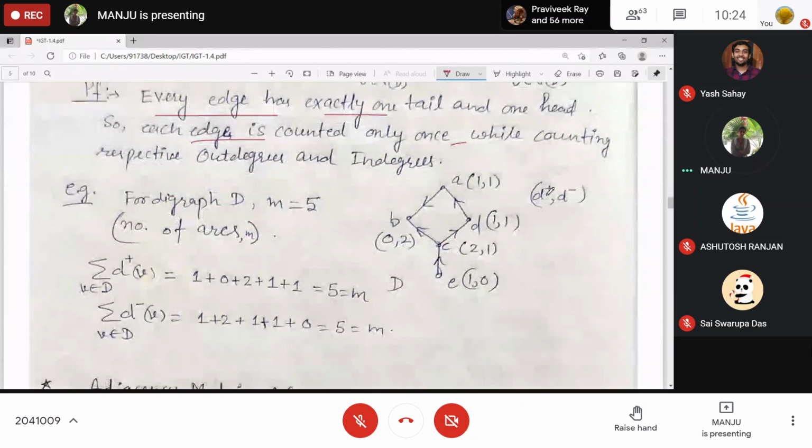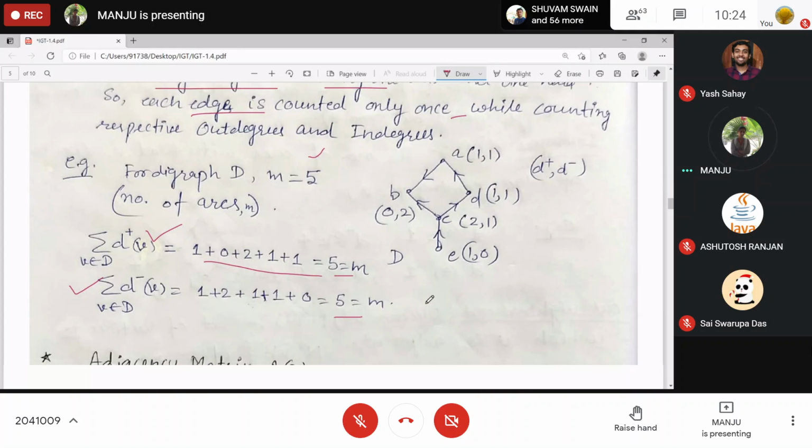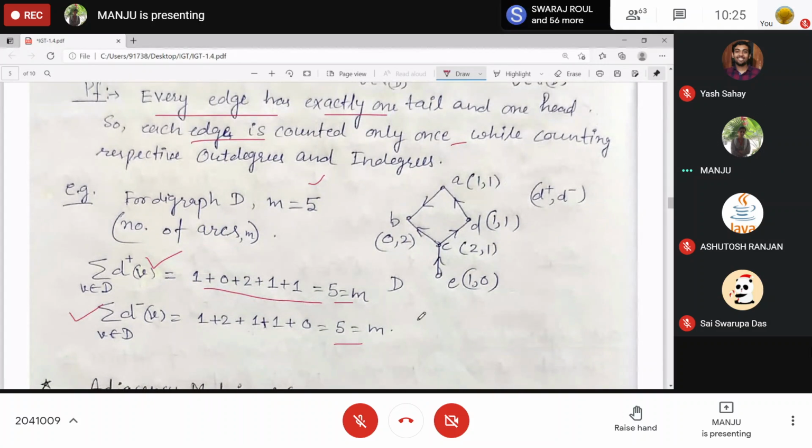Here, similarly, you can check. The number of edges is m here. You take the sum of all the out degrees and the sum of all the in degrees, and you will get 5. That is m. Is there any doubt? Okay, in this graph, what is your maximum out degree and maximum in degree?